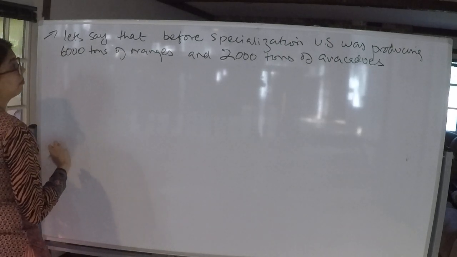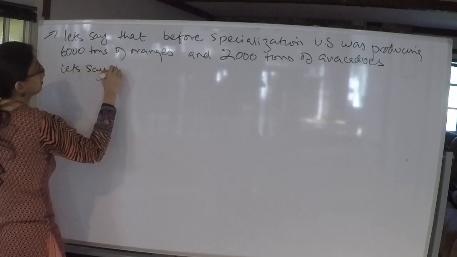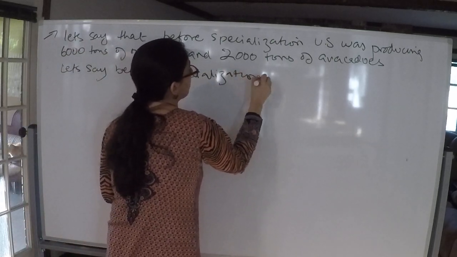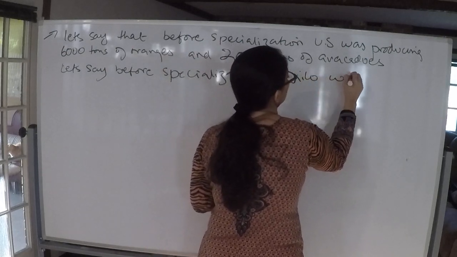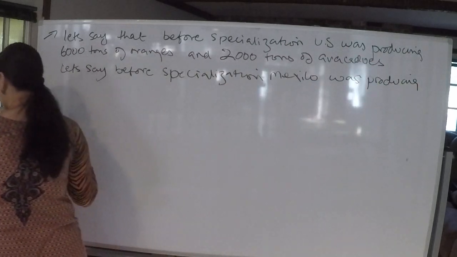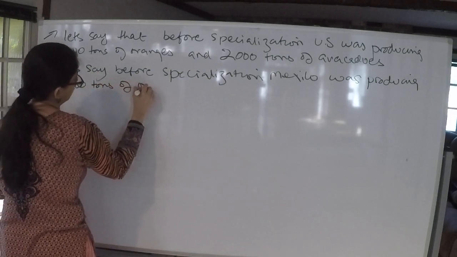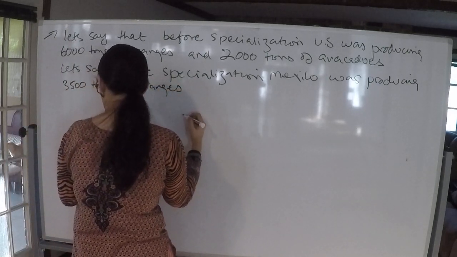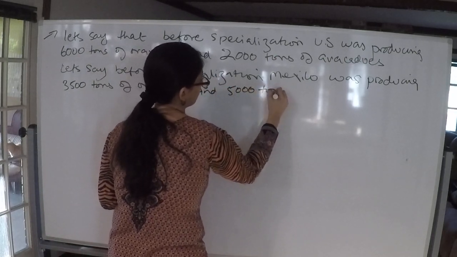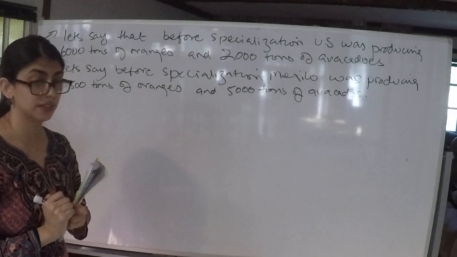And let's say that before specialization, Mexico was producing 3,500 tons of oranges, and 500 tons of avocados. So this was before specialization.